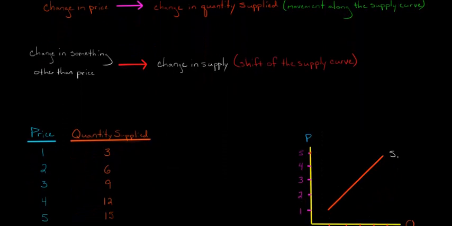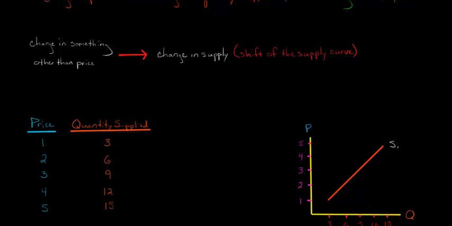Let's say we have a supply schedule here where we can look at each different price. Let's say this is the market for coffee, for example. The price is dollars per pound, and the quantity supplied is millions of pounds of coffee. So at $1 per pound, producers are willing to supply 3 million pounds of coffee and so forth. So we've got our supply curve.